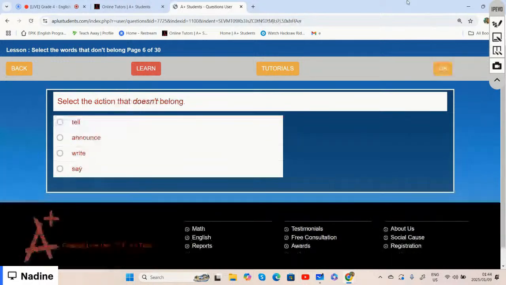All right, we need to select the action that doesn't belong. The action that doesn't belong. It says tell, announce, write, say. Tell, announce, write, say. Which action doesn't belong?